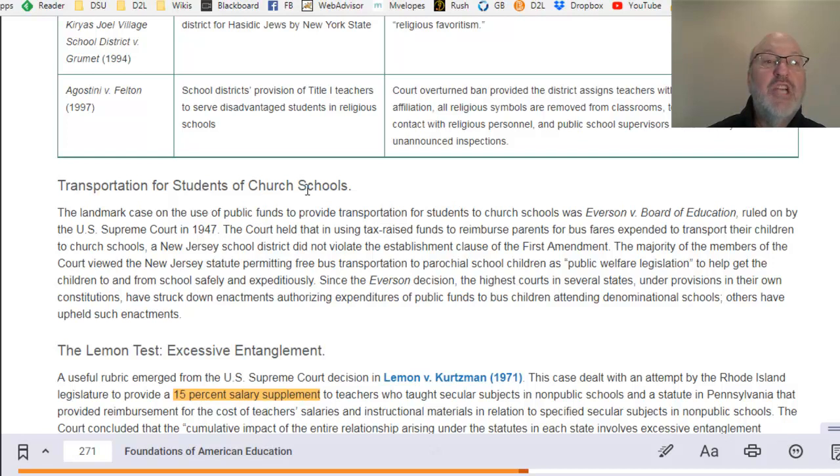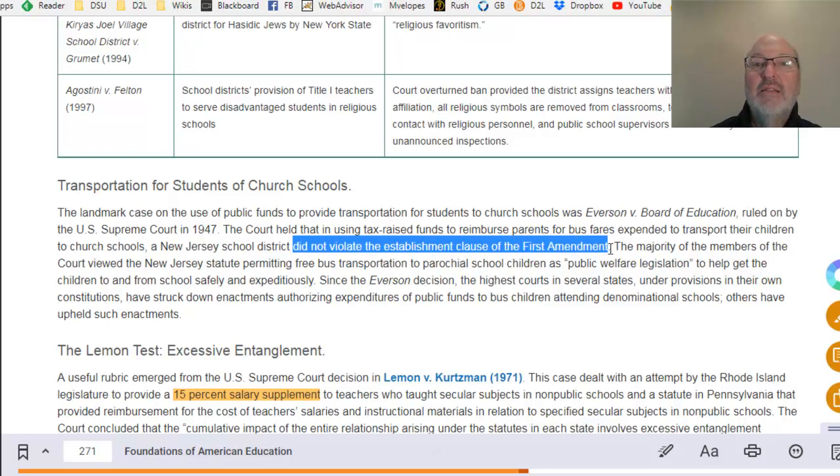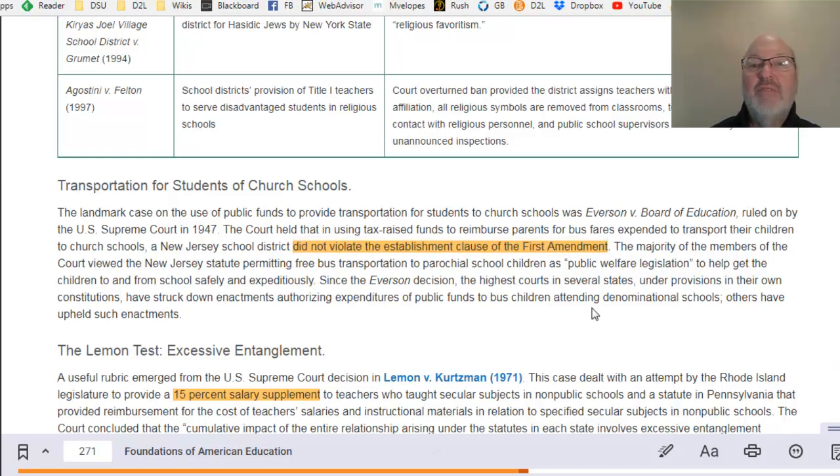What about transportation? A landmark case on the public providing transportation to students to schools was ruled on by the Supreme Court. The court held that using tax-raised funds to reimburse parents for bus fares expended to transport children to church schools, by a New Jersey school district, did not violate the Establishment Clause of the First Amendment. And I benefited from this.